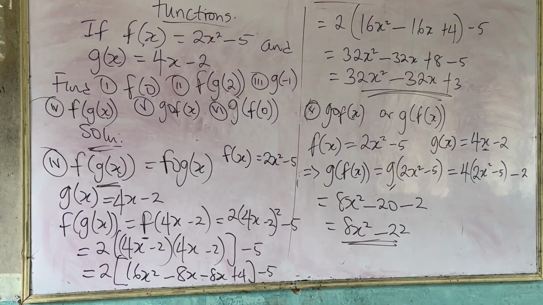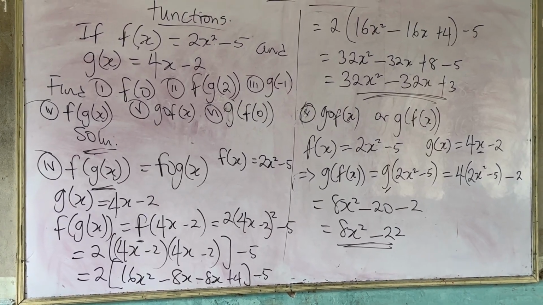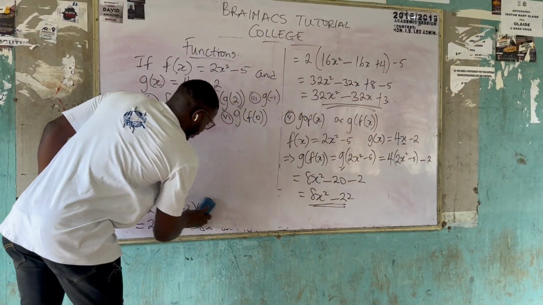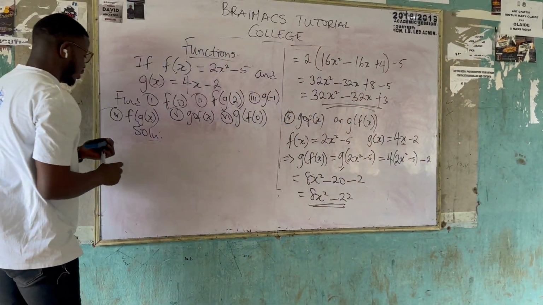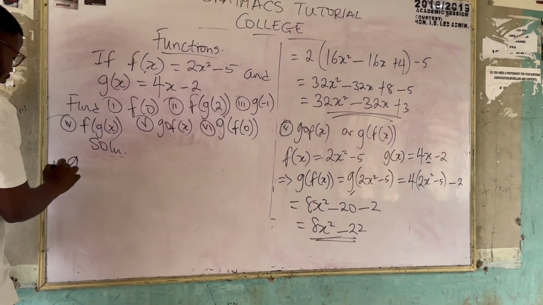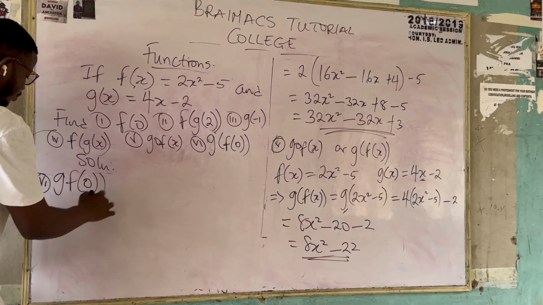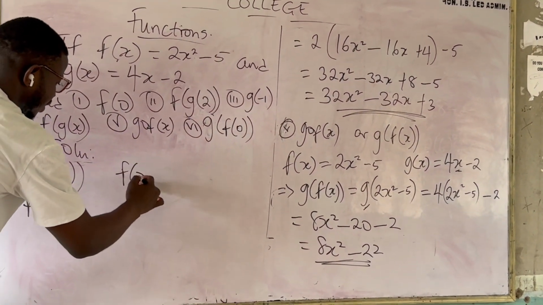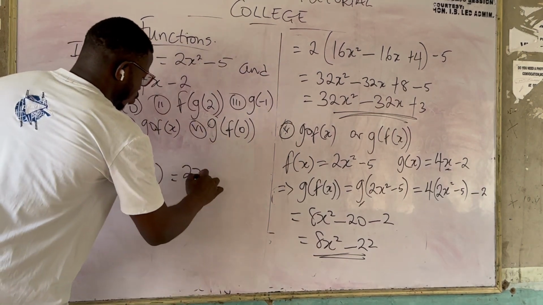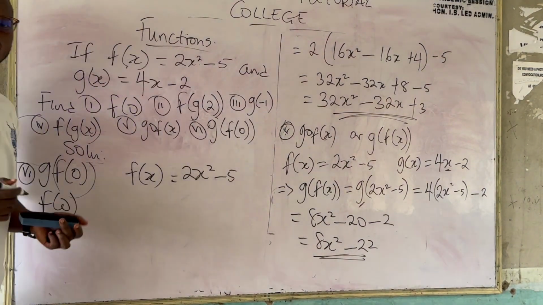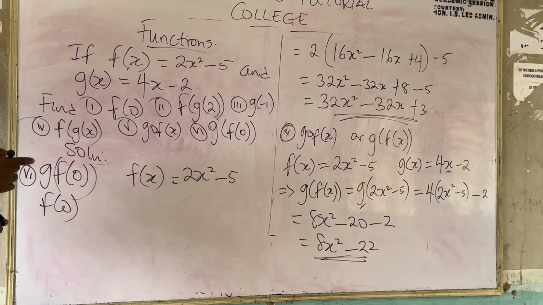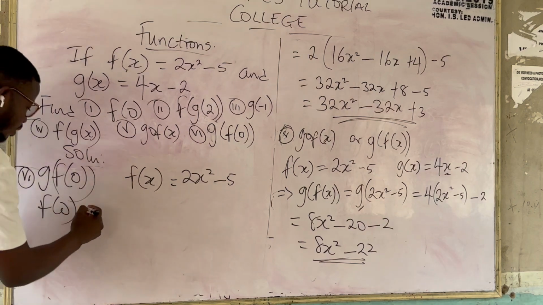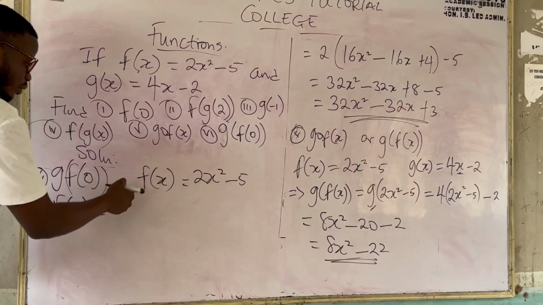And to obtain g f of 0, we'll just go to f of x. So the last question there, question 6. So we have to obtain g f of 0. So the first thing that we need to obtain here is f of 0. And don't forget that f of x is equals to 2x squared minus 5. The question says we should obtain g f of 0, so we need to obtain the value of f of 0 first. That will be from f of x.